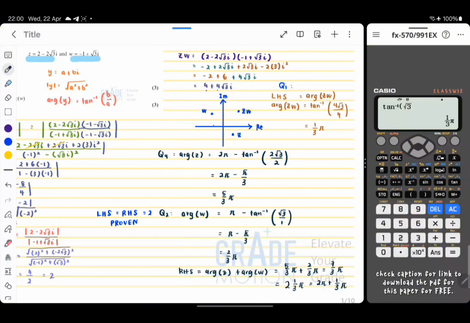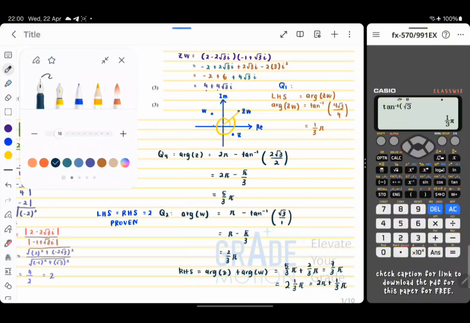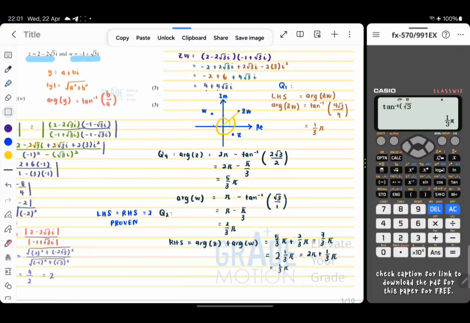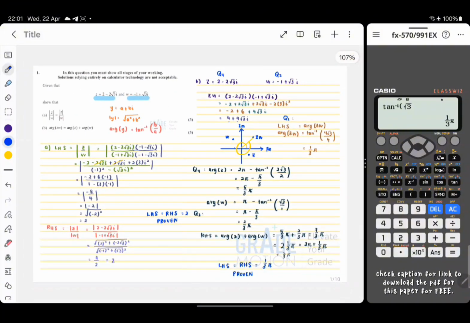We are looking at the same point, but this is the second cycle. What does it mean? It means like this: because you have 2 pi, that means it goes 1 pi here, 2 pi here, and another 1 over 3. So this is 7 over 3 pi. So 7 over 3 pi is basically the same as 1 over 3 pi. Then what we can do now is write the conclusion. Left hand side is equal to the right hand side, which is equal to 1 over 3 pi. Proven. That's it for question 1.